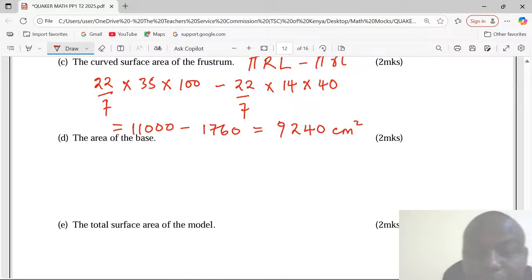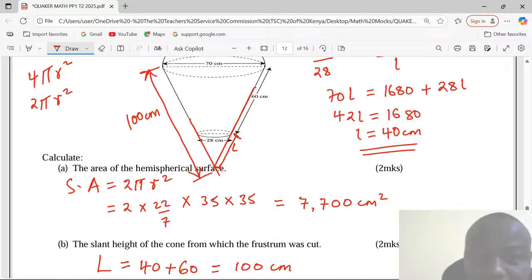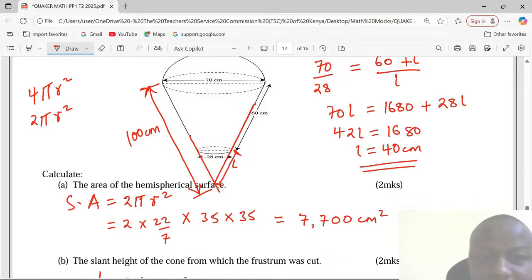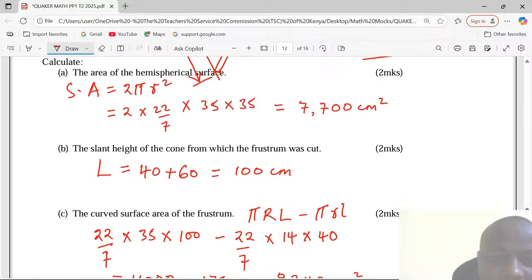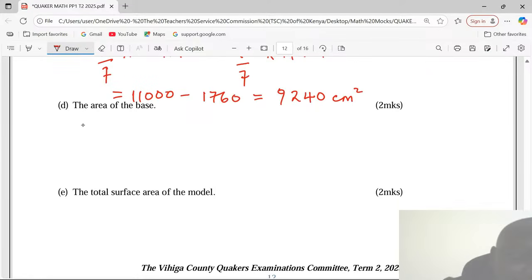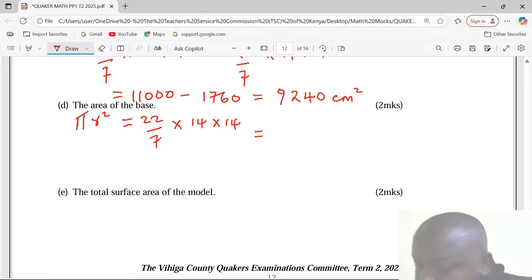The area of the base. The base for this particular solid is circular. So pi r squared. 22/7 times 14 times 14, giving us 616.